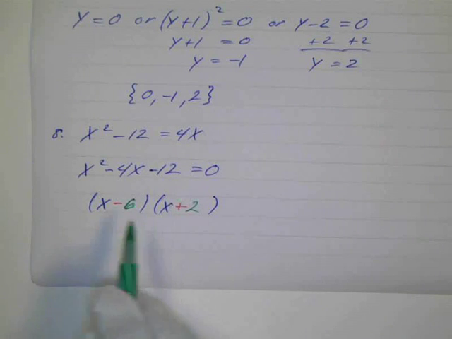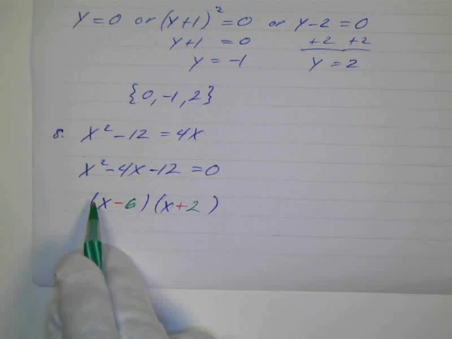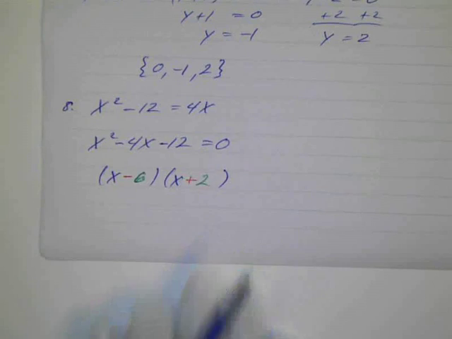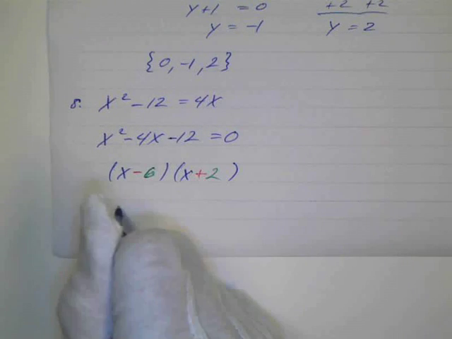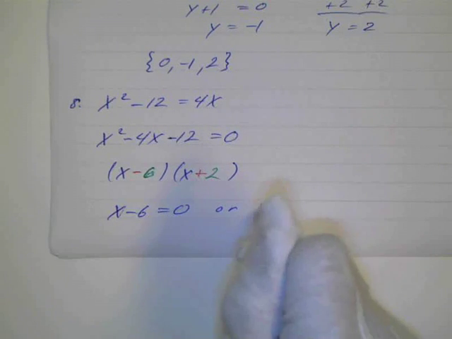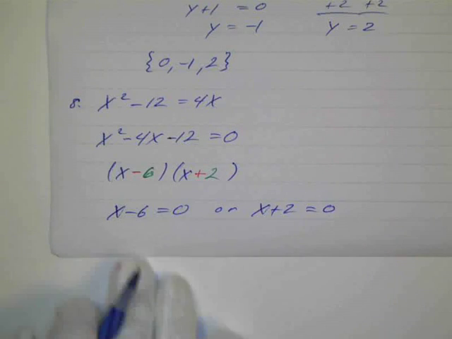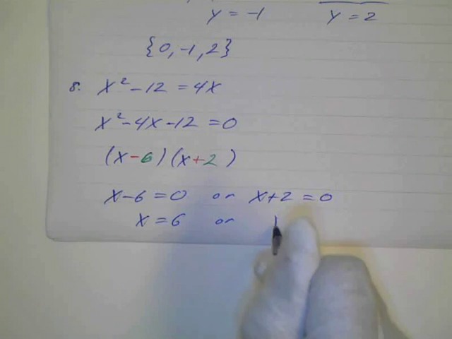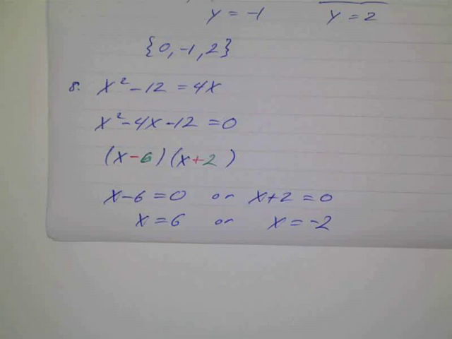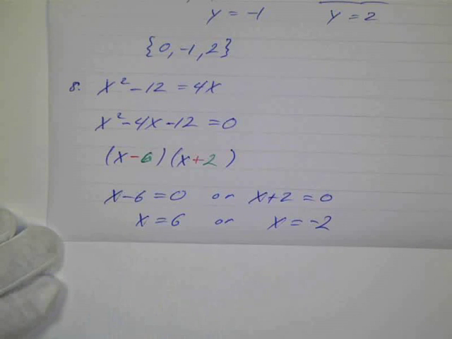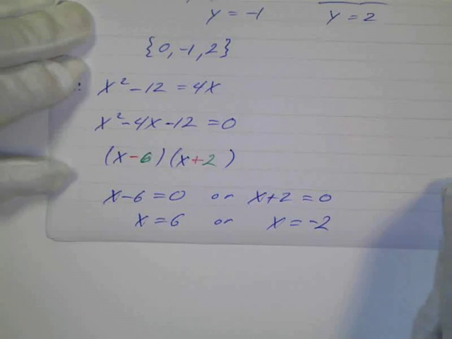And you can always check that using the FOIL method. x times x is x squared. 2x minus 6x is negative 4x, and negative 6 times 2 is negative 12, so that works. So now we've got it factored, so we know that that's going to be the case if either x minus 6 equals 0 or x plus 2 equals 0. And if I add 6 to both sides, x equals 6 or x equals negative 2. And that's probably one of the main kinds of problems you want to know how to do. And let's try another one.